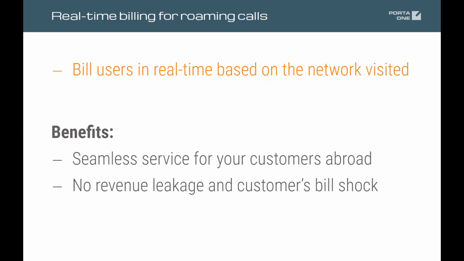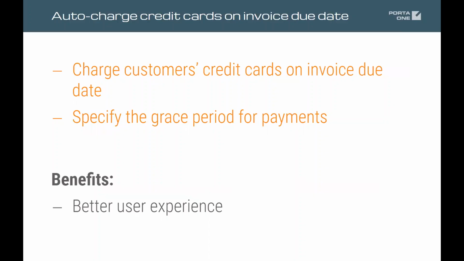Each network has an application server that processes calls. You can do the whole configuration, like mapping of roaming zones and defining a product rating list, in a user-friendly way in the PortaBilling web interface. So let's sum up. With real-time billing for roaming calls, you can provide service to mobile users in both home and roaming networks, avoid the risk of revenue leakage, and configure roaming charges in a single place in a user-friendly fashion. Let's move further, and our next topic is auto-charge credit cards on invoice due date.